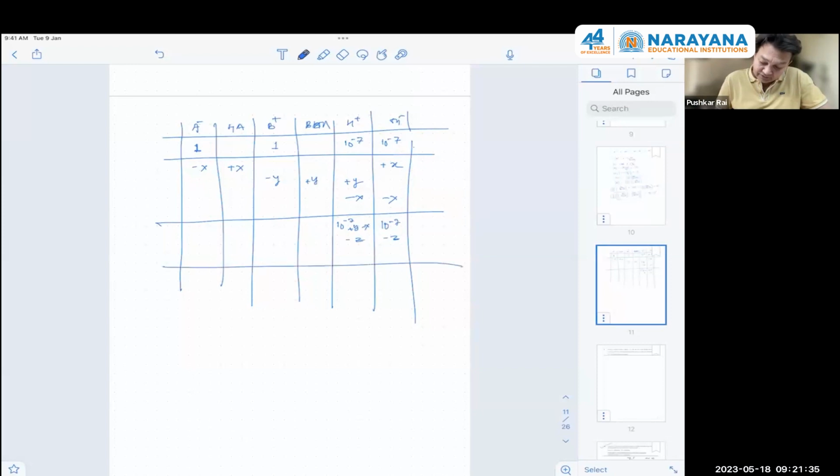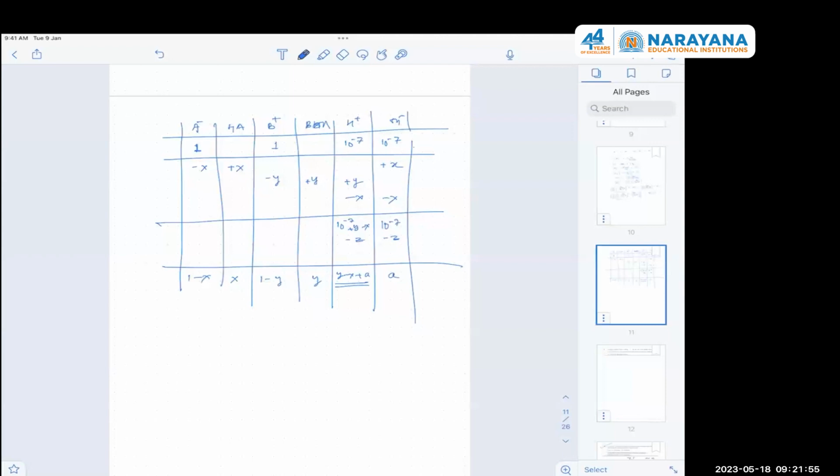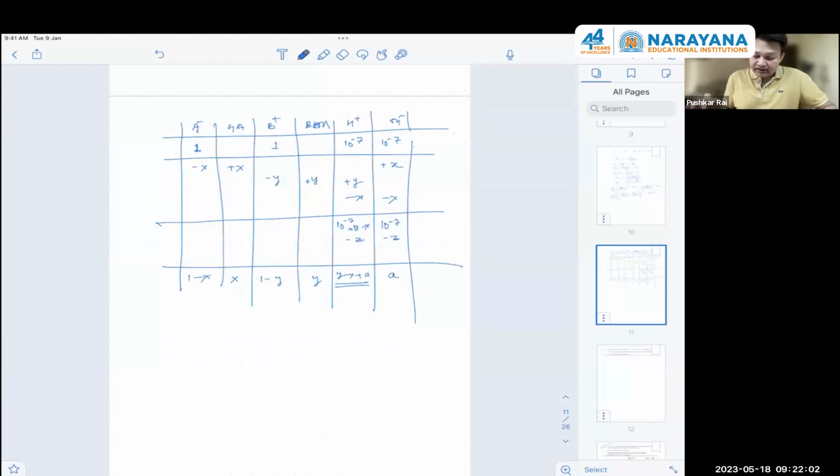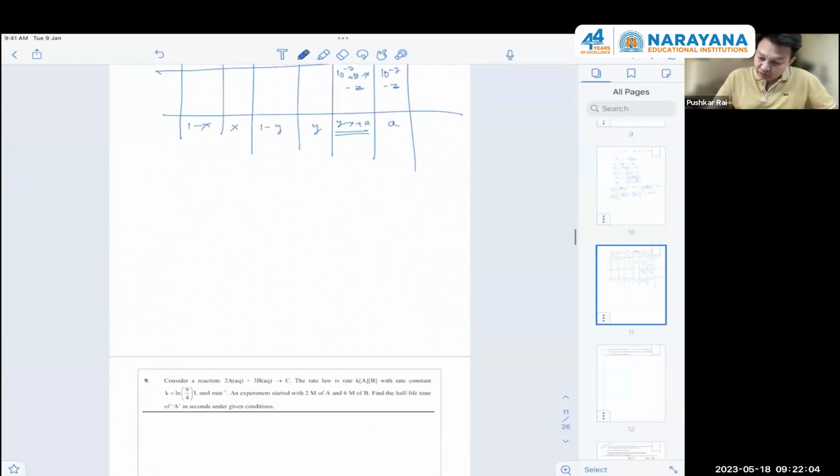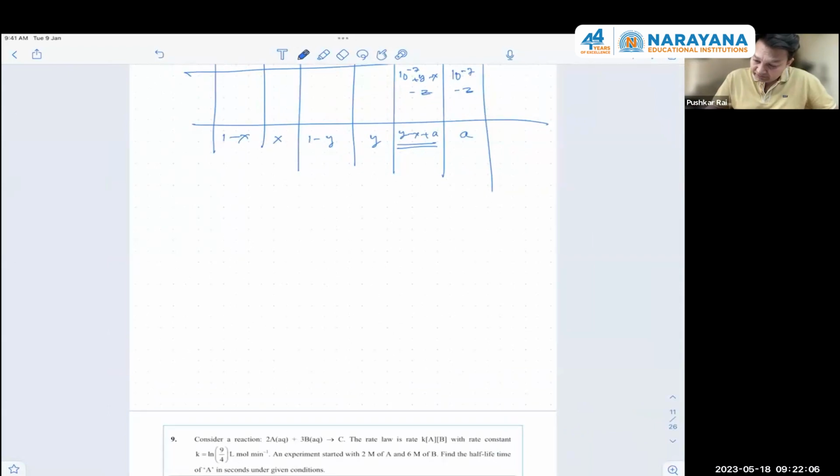Now I will write the final configuration. 1 minus x, this is x, 1 minus y, this is y, and I will take very smartly 10 to the power minus 7 minus z is equal to a. So this will become y minus x plus a. Do you agree? Yes, sir. Right now, we have not taken any approximation. I write this so that students understand it very perfectly.